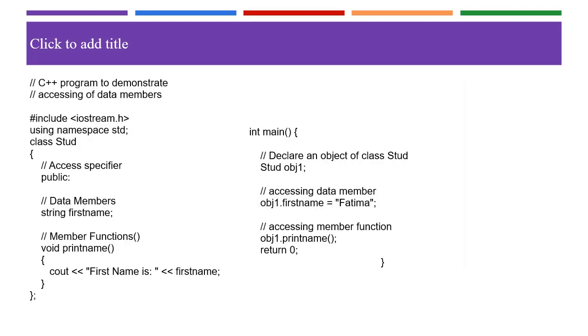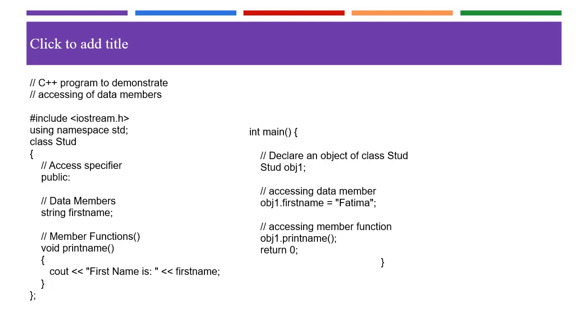So in this slide I have mentioned a C++ program to demonstrate accessing of data members. The first line of code I have added here is #include iostream.h. The second line of code I have added here is using namespace std. So now you understand why I have written using namespace std in this program. Now in this program I define one class. In that class, I defined an access specifier, data members and member functions.